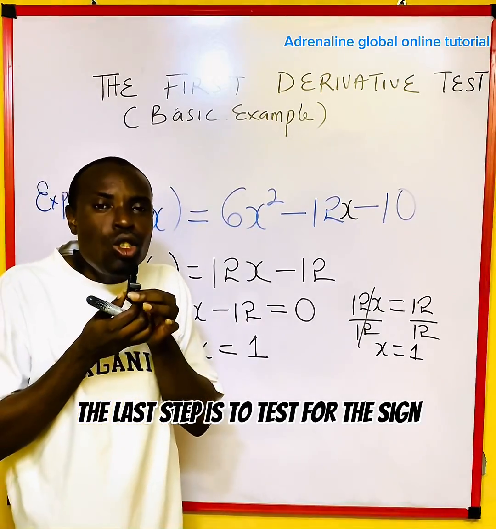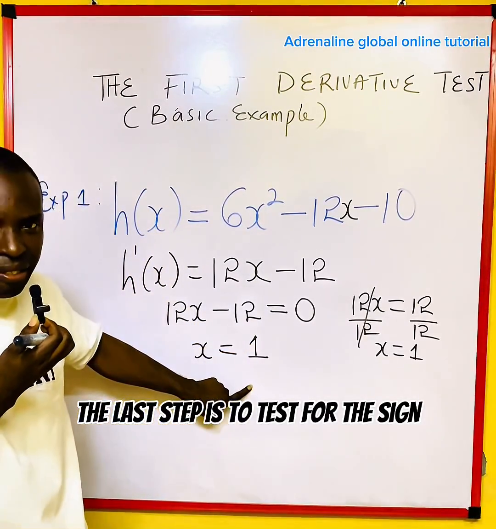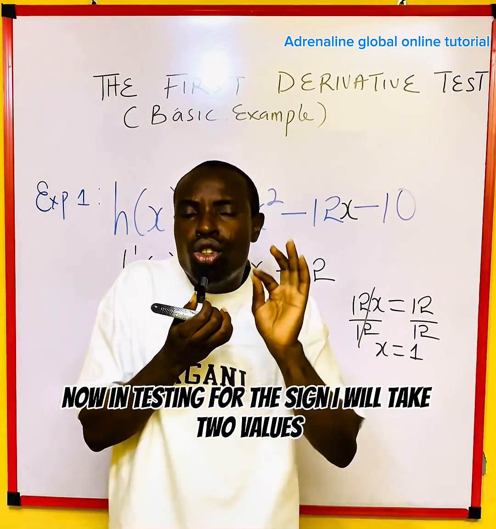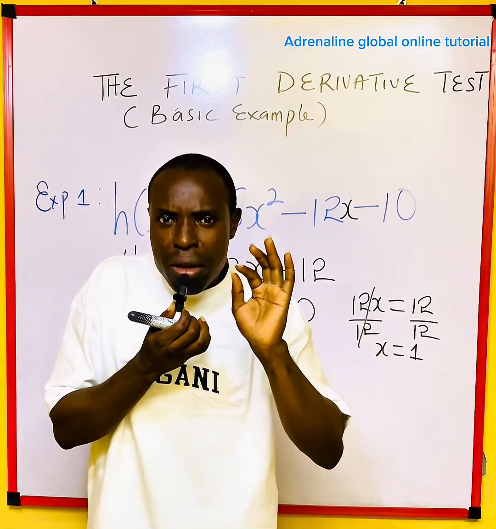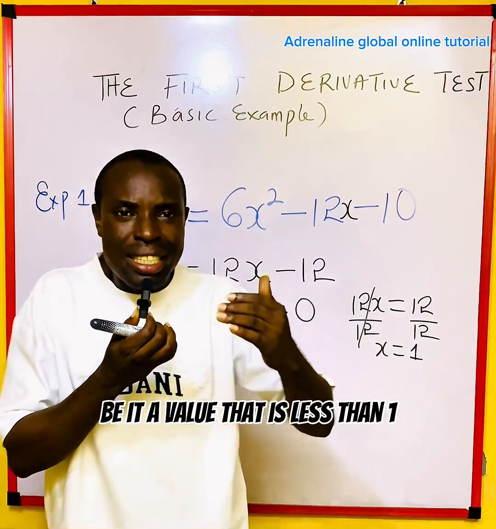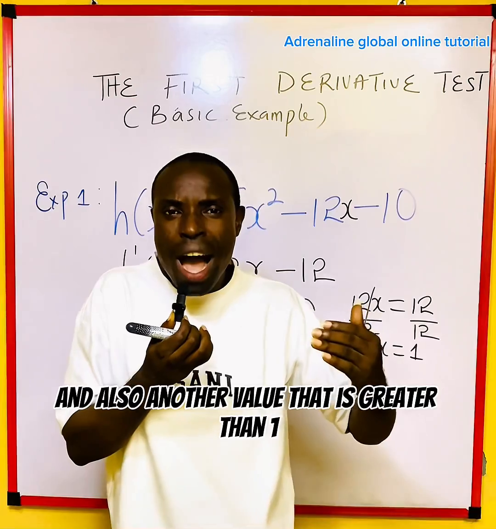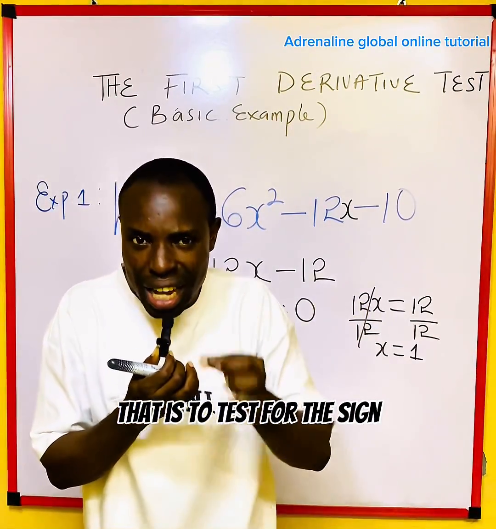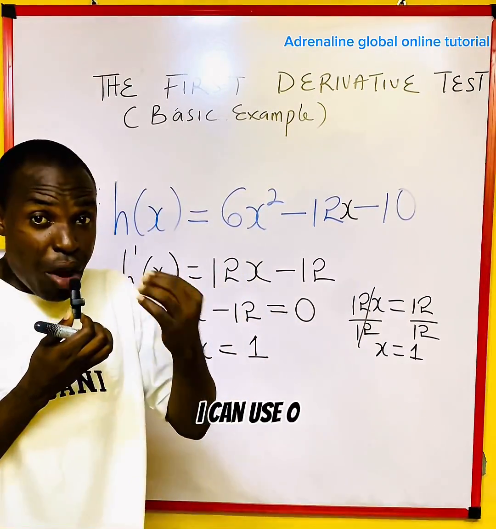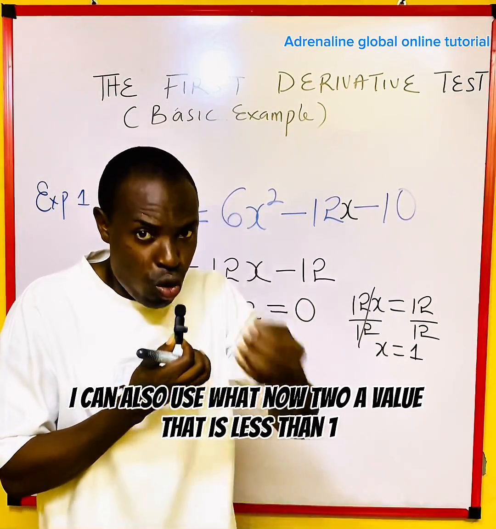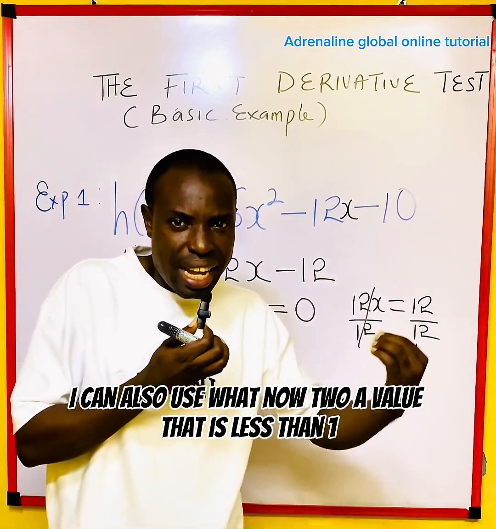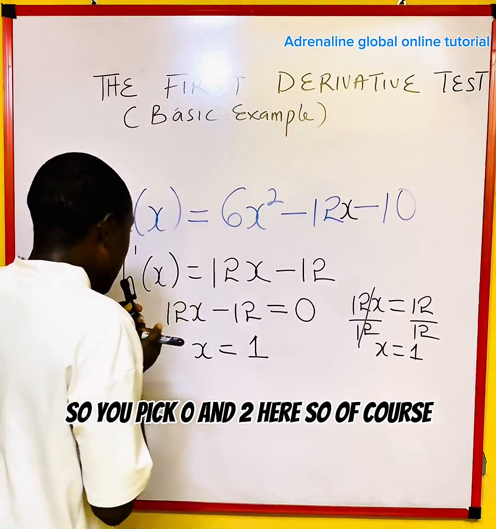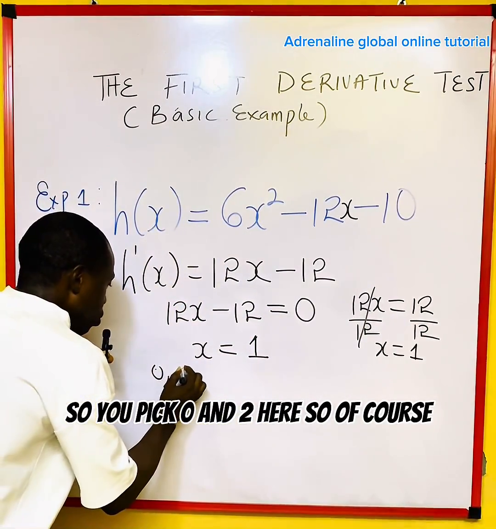The last step is to test for the sign. Now, in testing for the sign, I will take two values, a value that is less than 1 and also another value that is greater than 1. That is to test for the sign. I can use 0. I can also use 2. A value that is less than 1, a value that is greater than 1. So we'll pick 0 and 2 here.